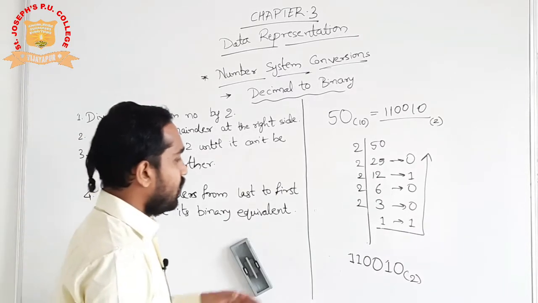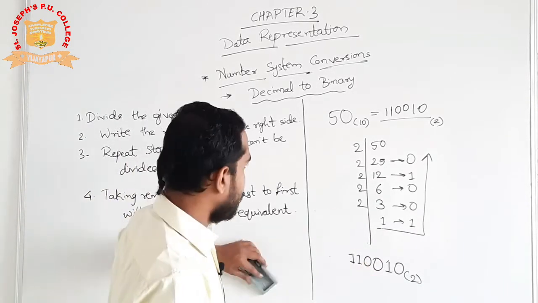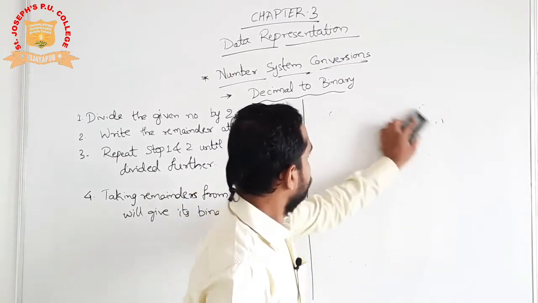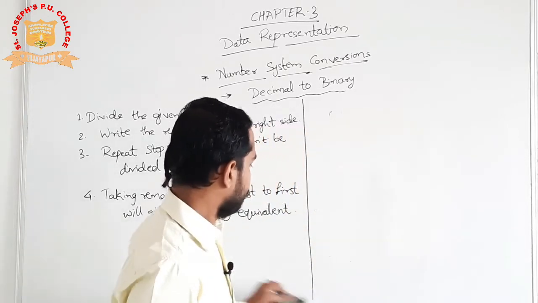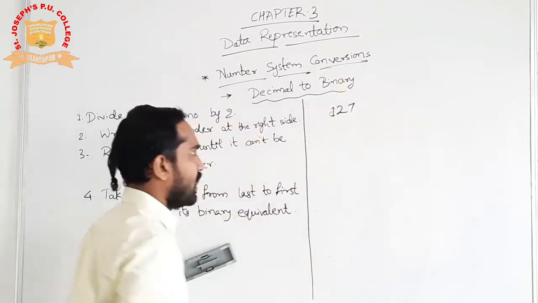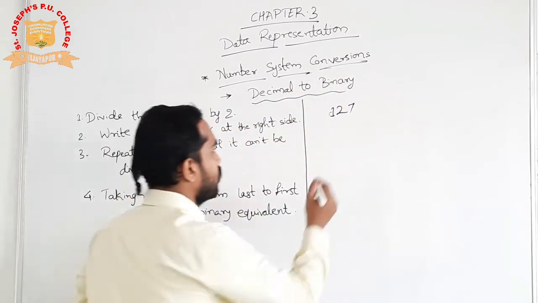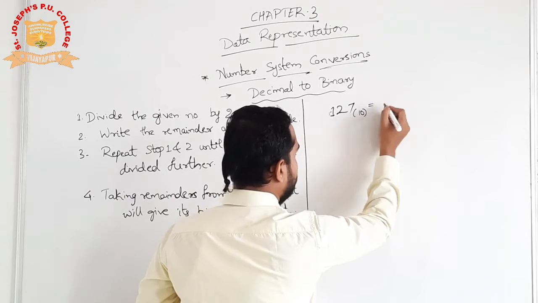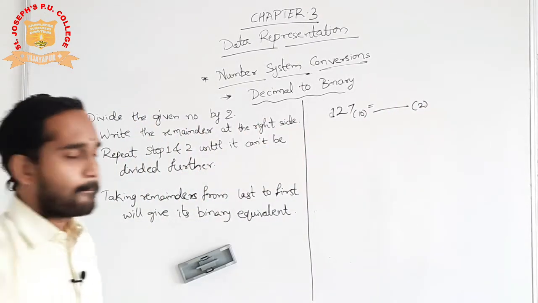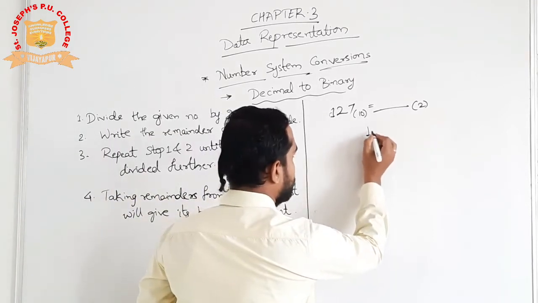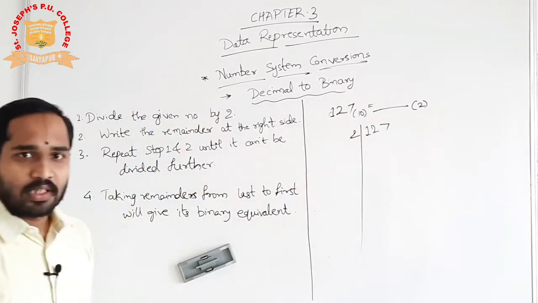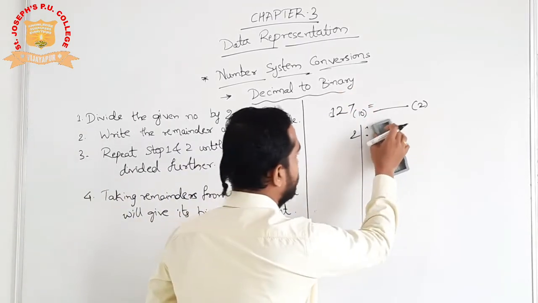Okay. Can we go for another problem? Shall we solve it again? Okay. So now, take another. Which one to take? 127. Can we take this number? Okay. So, 127 is a decimal number. I want its binary equivalent. Done. Can we start? So, what is the first step? Take the number, divide it by 2. Right. Divide it by 2. So, 127 divided by 2.